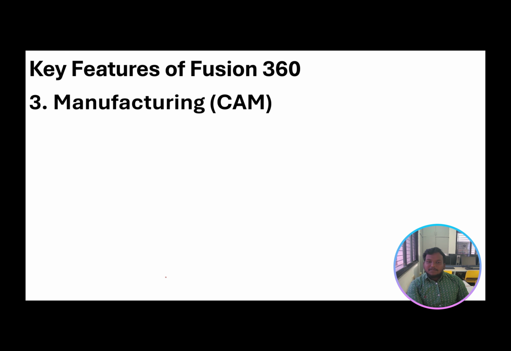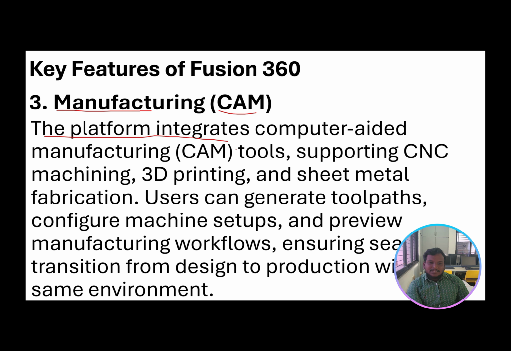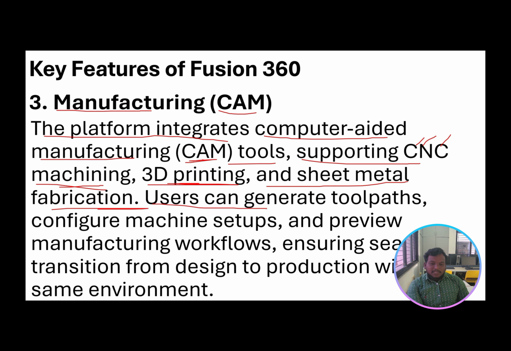The third key feature of Fusion 360 is manufacturing. We already discussed CAM, computer aided manufacturing. The platform integrates computer aided manufacturing, that is CAM tools, supporting CNC (computer aided numerical control) machining, 3D printing, and sheet metal fabrication. Users can generate toolpaths, configs, machine setups, and preview the manufacturing workflows.